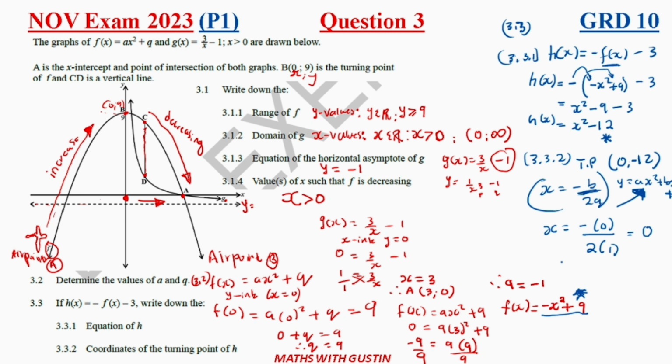So if you take this one, you go to h, then you substitute 0 squared minus 12. It means what? Our y value will just be negative 12. Therefore your turning point will have to be (0; -12). Okay, and that's how you would do it, guys, in this fashion.